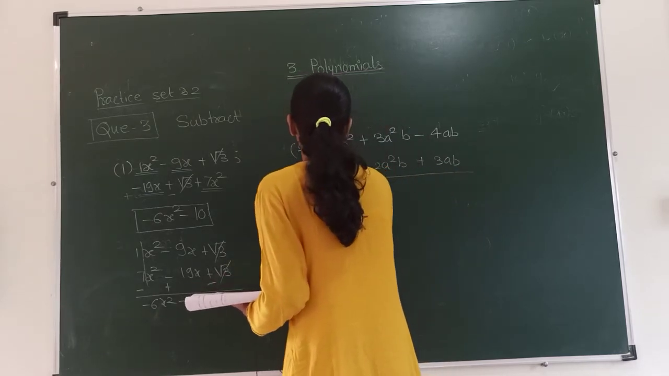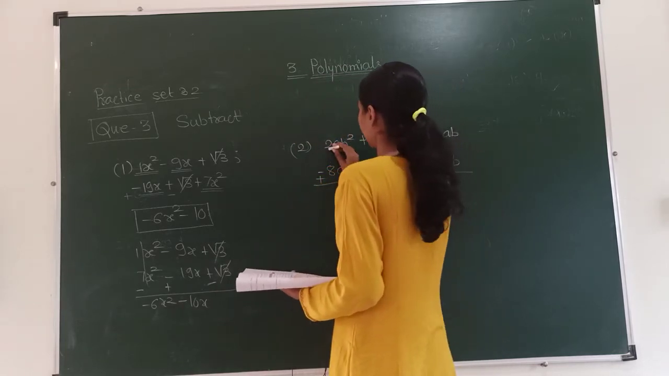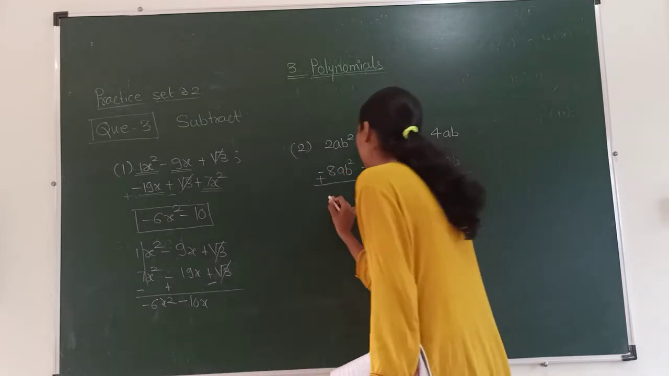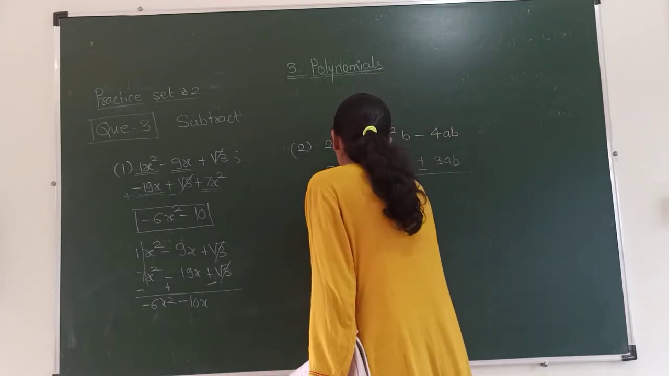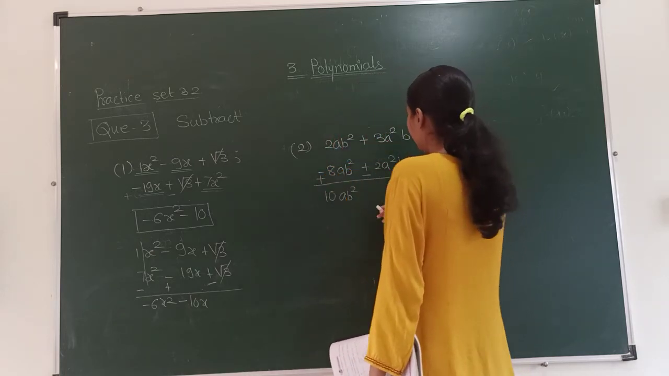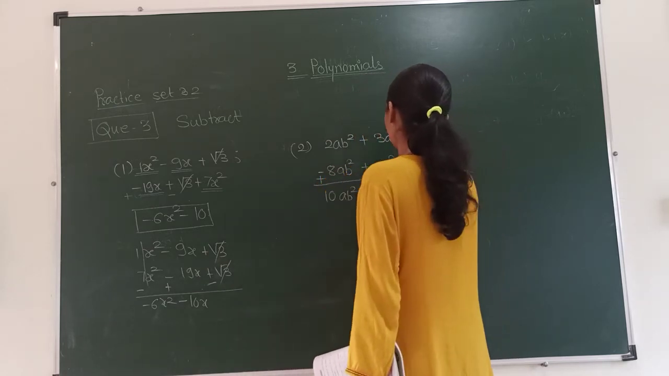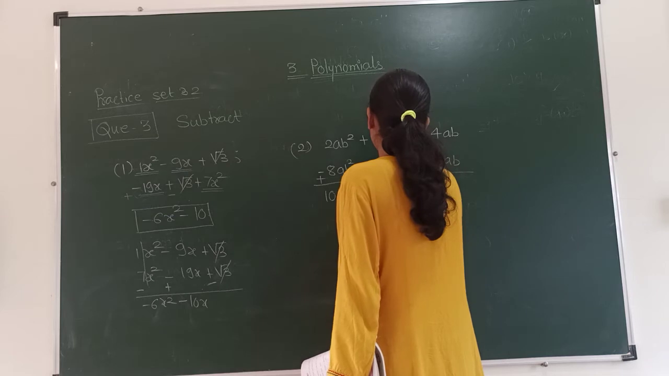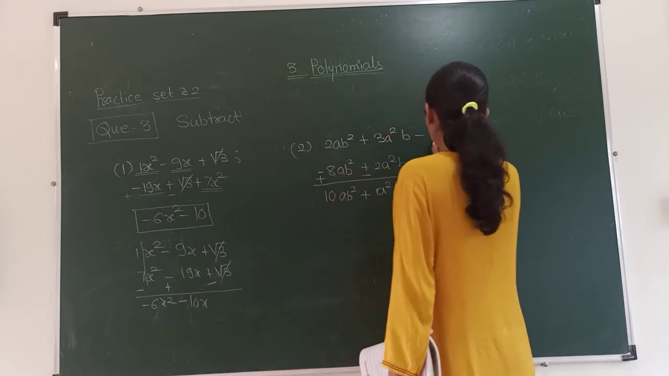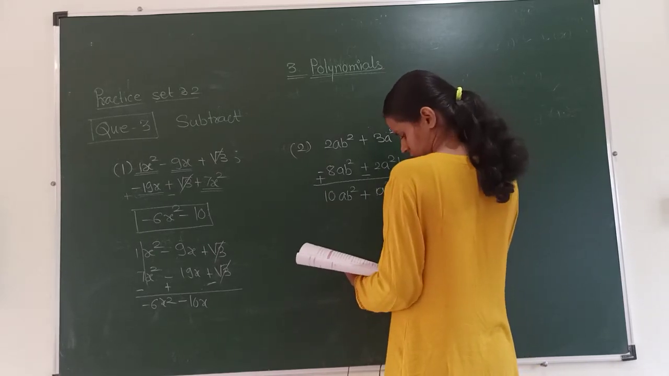We are subtracting this, so the signs get changed. Here it is plus, it will become minus, and it will become minus. 2 plus 8, we are just looking at the coefficients. 8 plus 2 is 10, so we will write 10ab square in common. Here 3 minus 2 takes the sign of the bigger number. 3 minus 2 is 1, so there is no need to write 1. You can directly write a square b. And here 4 minus, it is minus.